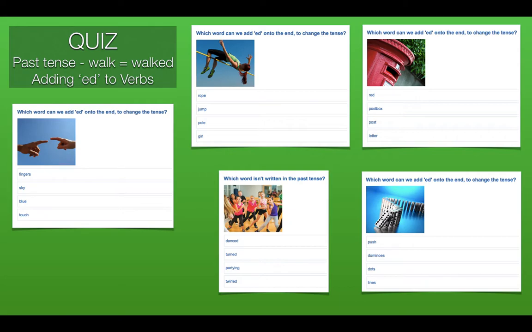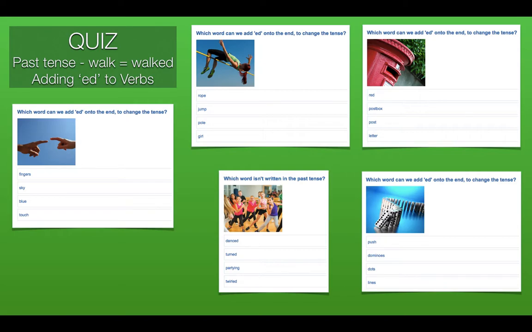Right, we're going to now check this group of tasks. So number 1, you should have chosen number 4, touched. Number 2, you can see the girl is jumping over the bar, so it should be number 2, jumped. And number 3, posted. That's why the letterbox is there. Posted, if you add ed to post, it becomes past tense. I posted the letter yesterday.